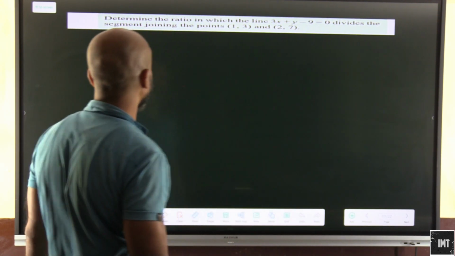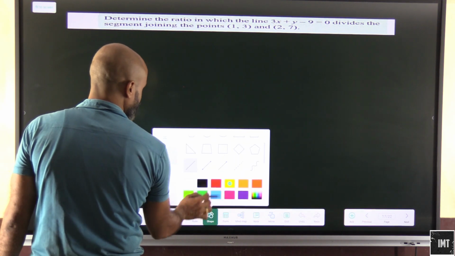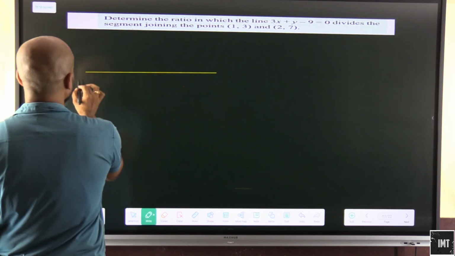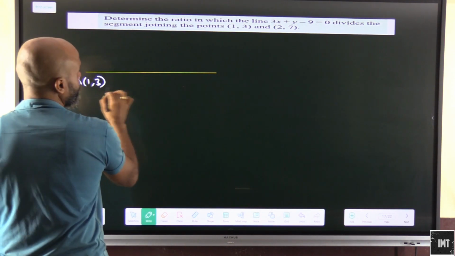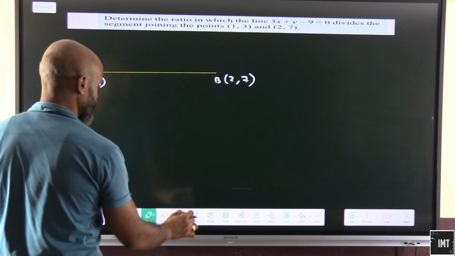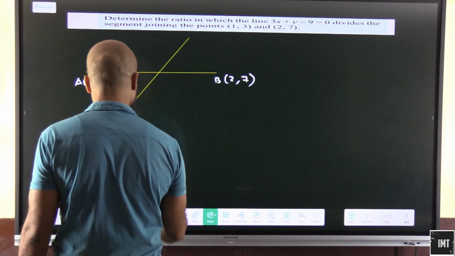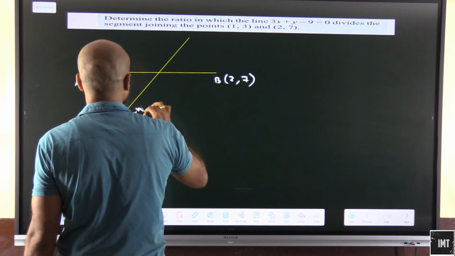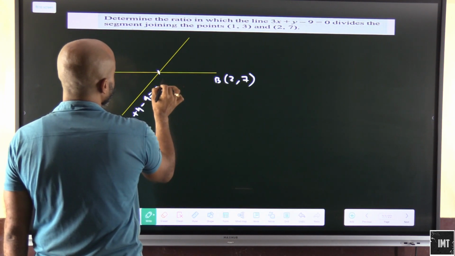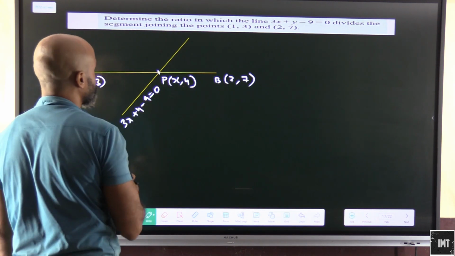Okay people, so we have here, determine the ratio in which the line divides the segment joining the points. So this is like this. Let's say we have 2 points here, any 2 points, A which is having 1 and 3 and B which is having 2 and 7. So there is a line which divides it. Let's say this is basically the line, and this line has an equation 3x plus y minus 9 is equal to 0. Let's say this goes through the point P and this has coordinates x and y. We have to basically determine the ratio.